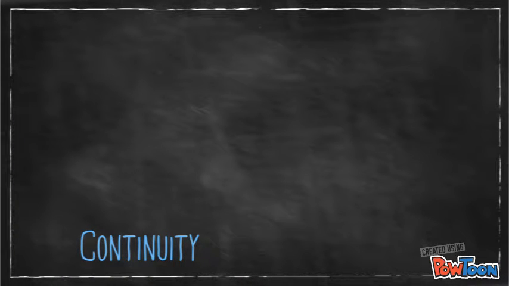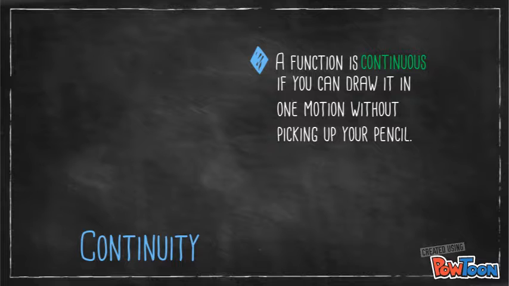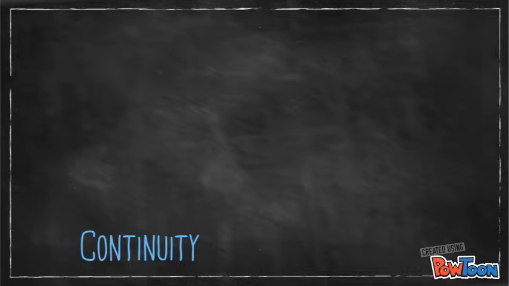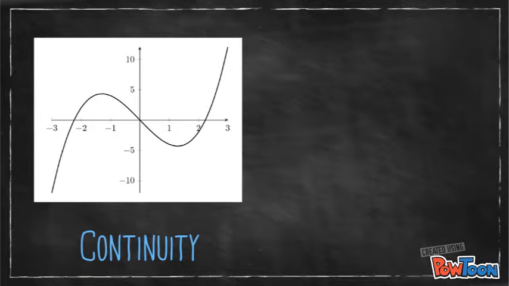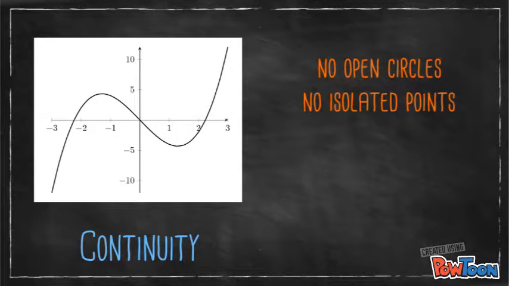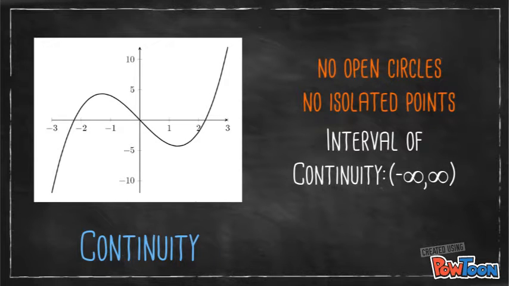Let's start with continuity. You can tell a function is continuous if you can draw it without picking up your pencil. Here's an example of a continuous function that has no open circles and no isolated points. The function is continuous throughout its entire domain. Therefore, its interval of continuity is negative infinity to positive infinity.